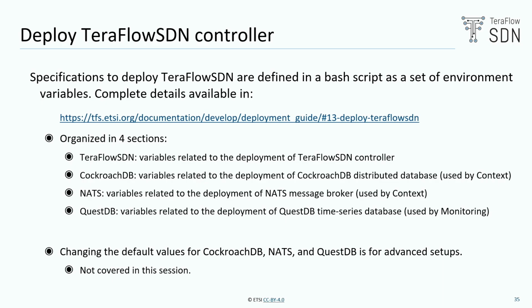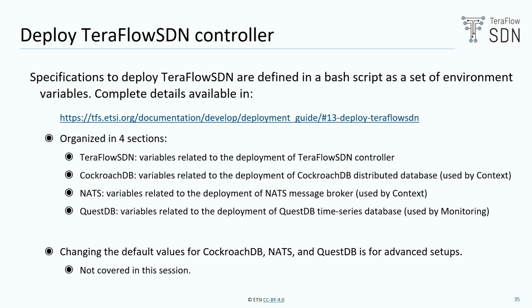One of them is the CockroachDB. This is a database engine that we use for persisting the relational data of the TerraFlow SDN controller. The second one is NATS, which we are migrating in the following releases to Kafka. This is a message broker that is used for exchanging messages between components. And the QuestDB, which is a time series database that again we are migrating to a Prometheus plus Mimir solution.